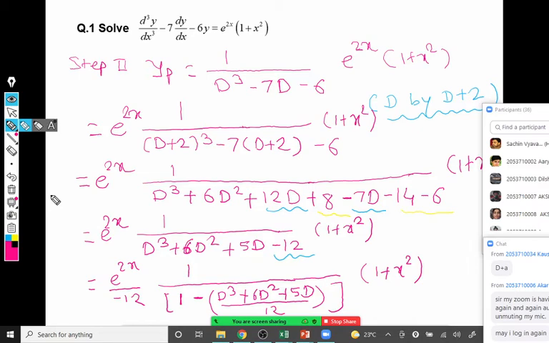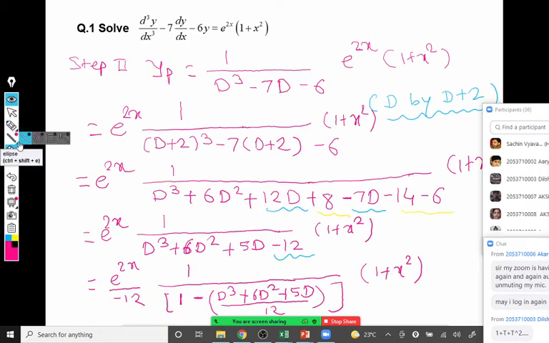Yes, I'm asking. What's the expansion? 1 plus t square. Yes, we should go up to t square, because this is a second degree. Yes, sir, correct. So we should go up to t square. So 1 plus t square we are going to write. Now I am going to erase the first two steps here.